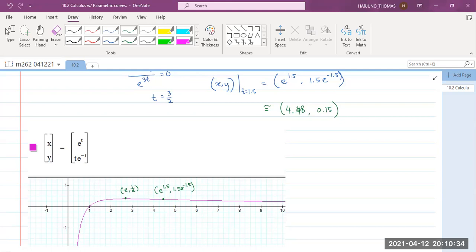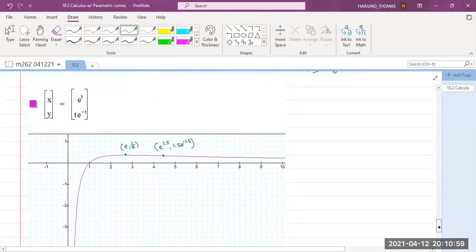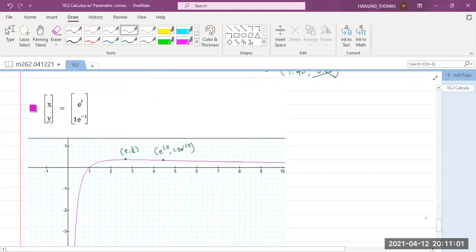Let me count it again. Somehow I feel like I made a miscomputation. So my mistake, this is supposed to be 0.33. Yeah, that's 0.33. And we confirm that we don't have vertical line, the vertical tangent line.